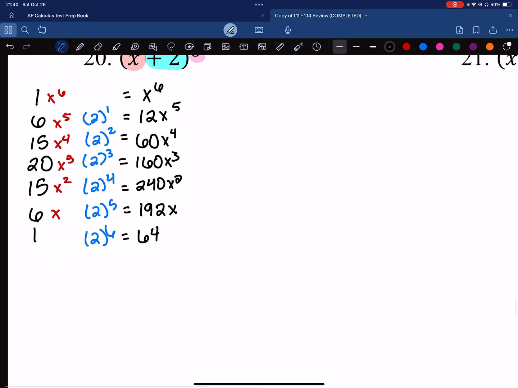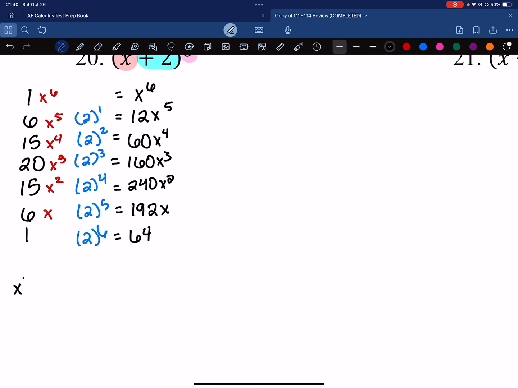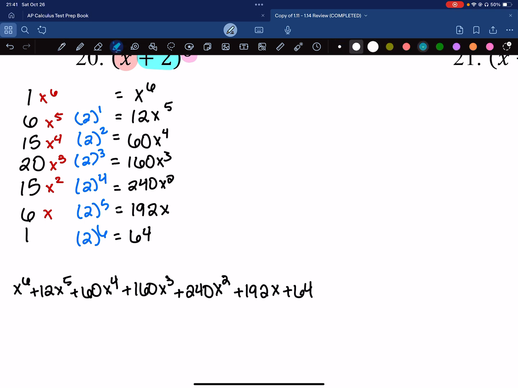Okay, so that would be x to the 6th plus 12x to the 5th plus 60x to the 4th plus 160x cubed plus 240x squared plus 192x plus 64. Okay, so that's a really long answer, but that would be it.